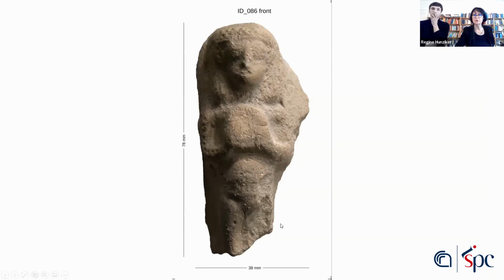What you can observe now are some details. These are RTI pictures that I will show you. You see the hair, made with a lot of dots to indicate curls.